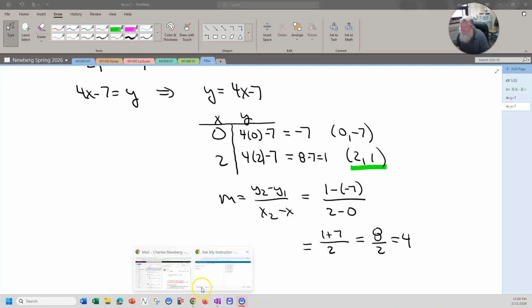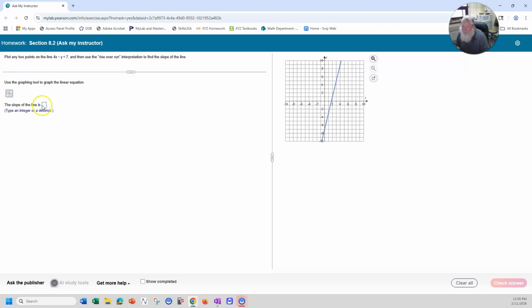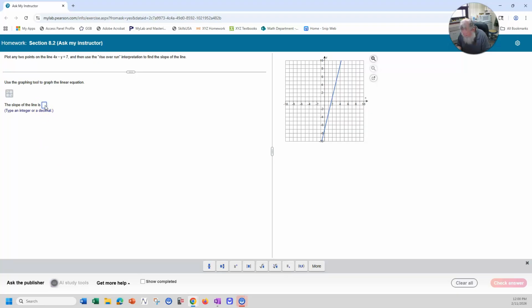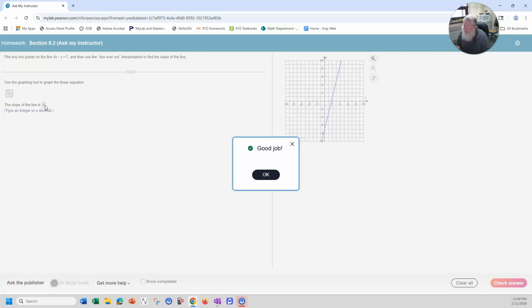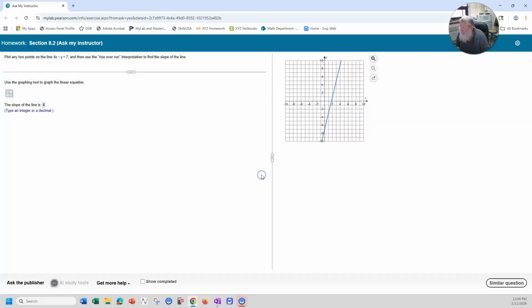Let's pull back up the tool there and type that in. The slope is 4. And good job. All right, hope that helps.